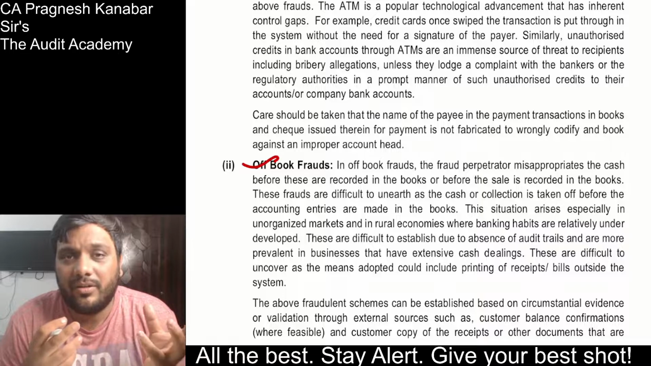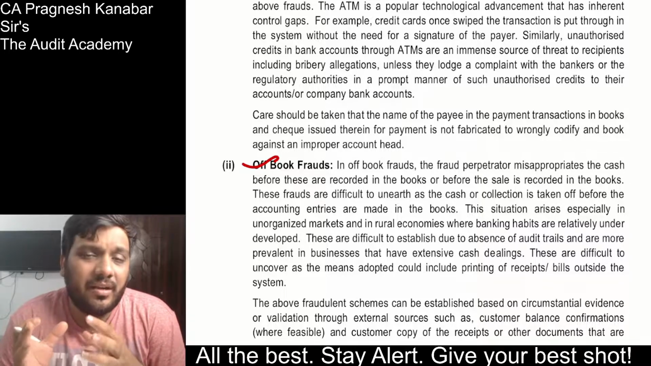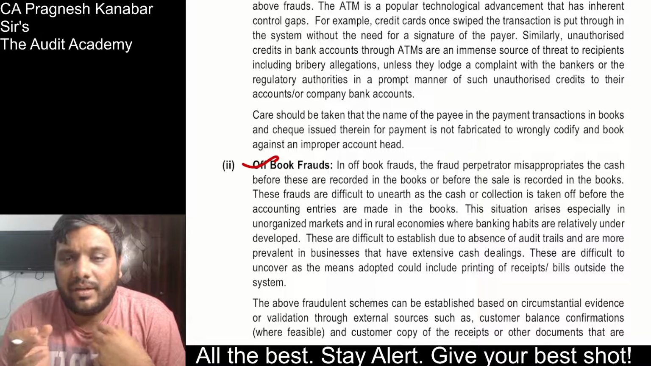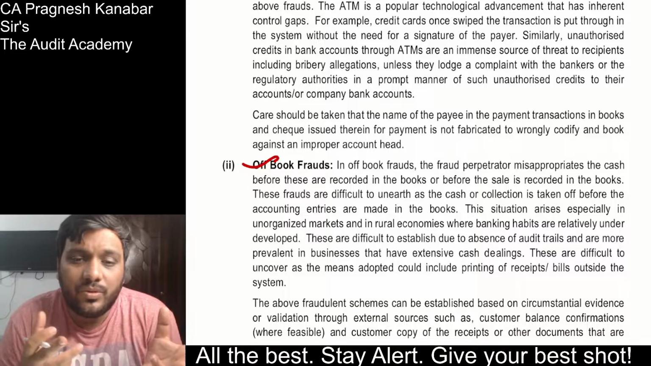I order from a particular supplier. I ensure that my company orders from a particular supplier, so that the supplier pays me commission. All right, so this is off-book fraud. Something that is outside the book.